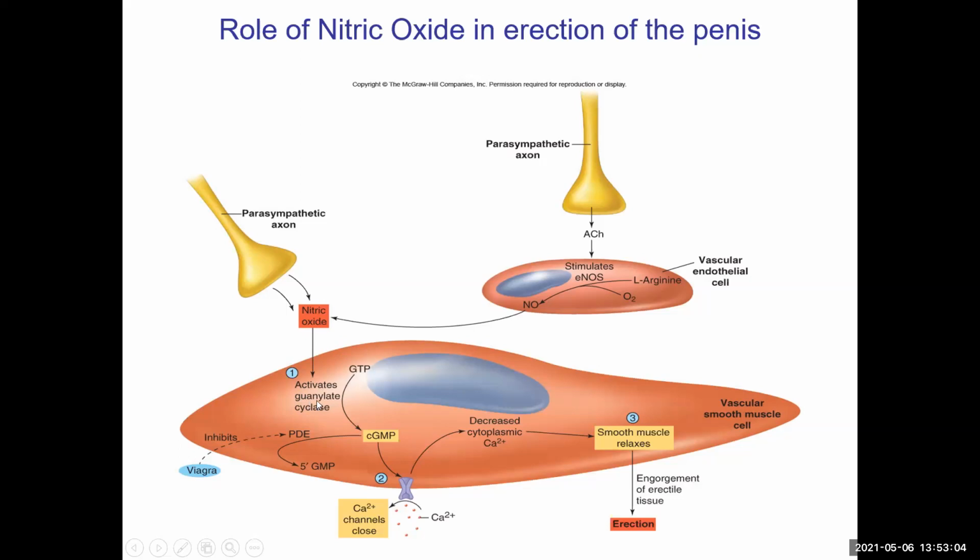And what they do, they activate guanylate cyclase that converts guanosine triphosphate into cyclic GMP. Cyclic GMP closes the calcium channel. When the calcium channel closes, what happens? That decreases the cytoplasmic calcium. It is calcium which causes muscle contraction. You know that, yes? So if there is no calcium, that means the smooth muscle will relax. If the muscle relaxes, does the blood vessel diameter increase or decrease?